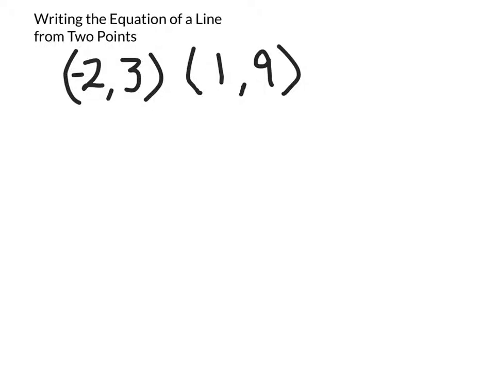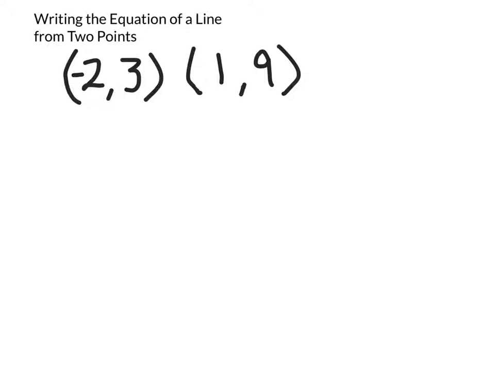Okay, so today I would like to talk about writing the equation of a line given 2 points. I prefer to actually write the equation using point-slope form. The reason why I like point-slope form is it allows me to use any point I want to write the equation, whereas with slope-intercept form, you actually have to be given the intercept or you have to find it.